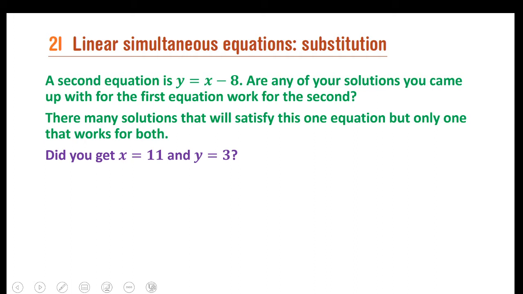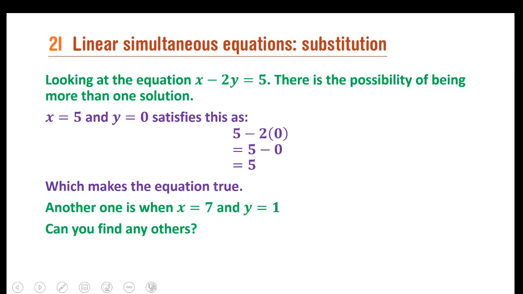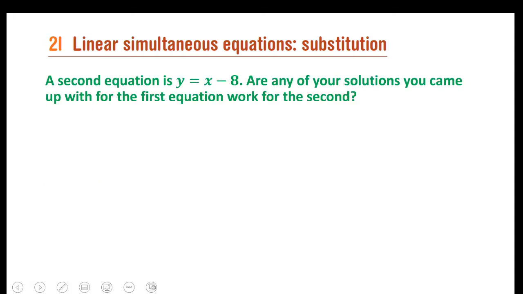So if you got x is equal to 11 and y is equal to 3, that should have worked for both of the equations. So we can put it into this one. So 3 should be equal to 11 minus 8. So 11 minus 8 is equal to 3. So that is true as well. So if we go back to the last one and use 11 and 3, we should see that that one also works. So 11 minus 2 lots of 3, which is equal to 6. So 11 minus 6 is also equal to 5. So see how that one works for both of the equations? Okay?